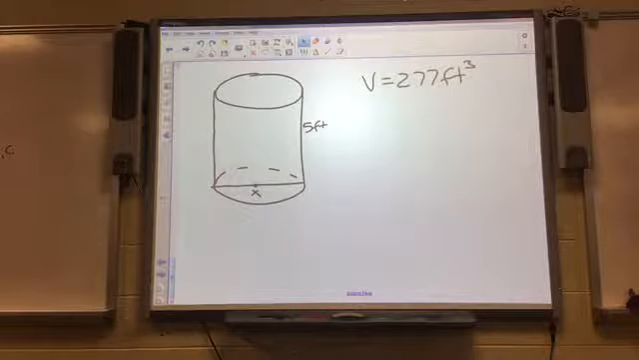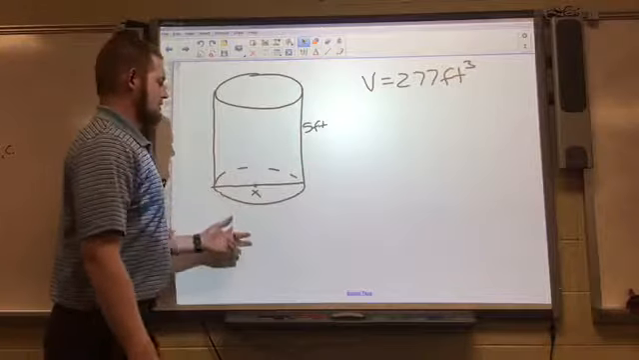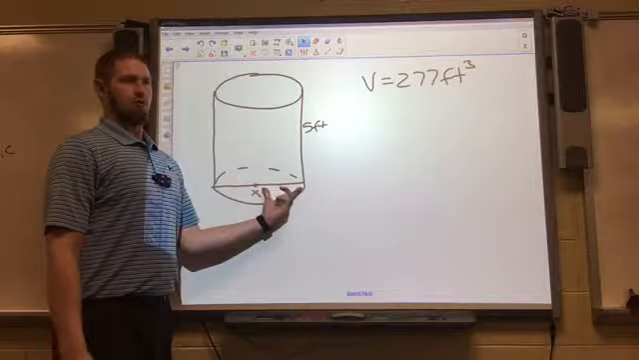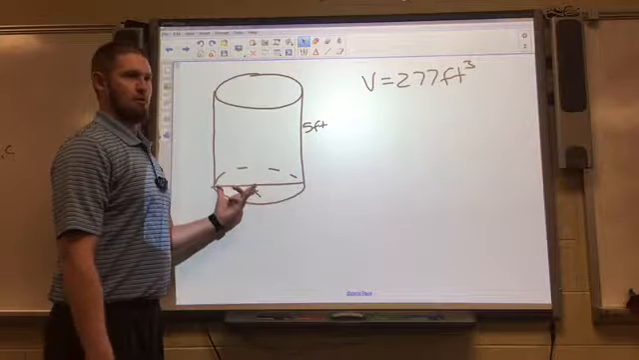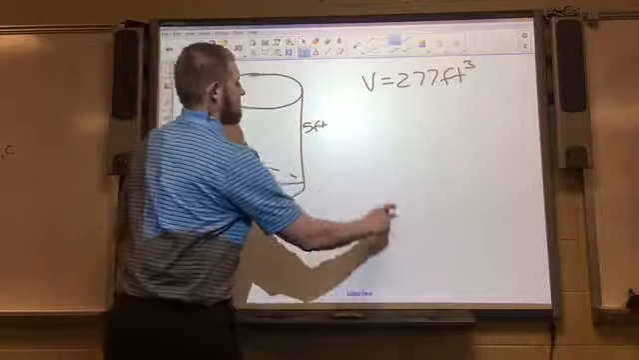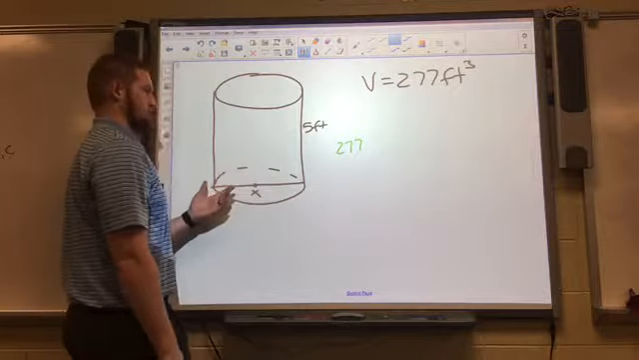So, how do I want to set this up? Do I want to use the diameter at all in my equation? No. I want to use what? Radius, because that's part of my equation. Once I know the radius, what can I do to my answer? Multiply it by 2 or double it, right? Okay. So, my volume, which is 277, this is just like the last few problems we've done.